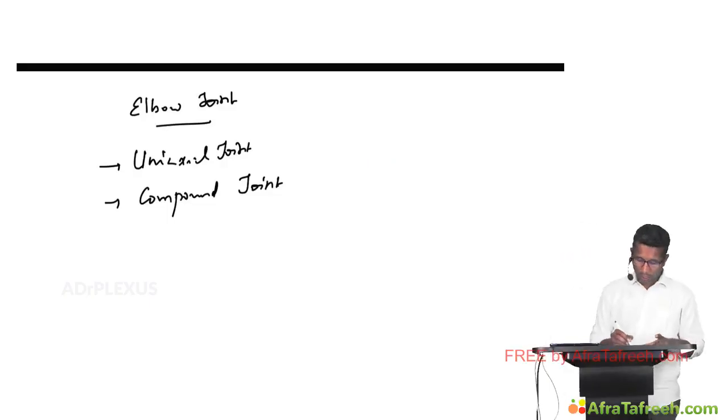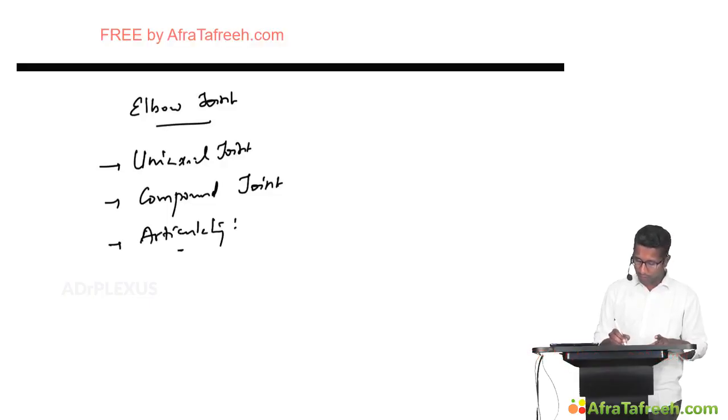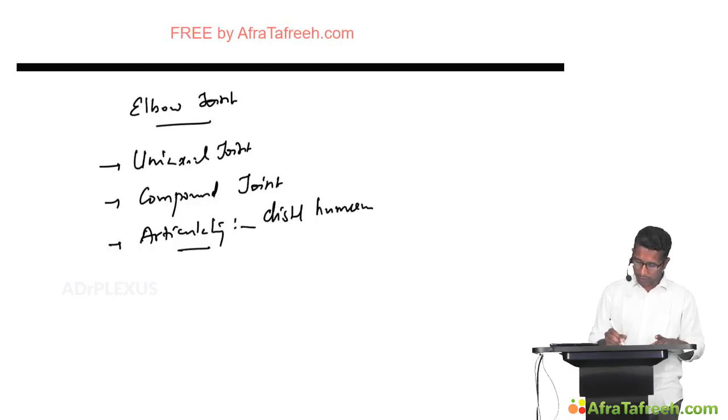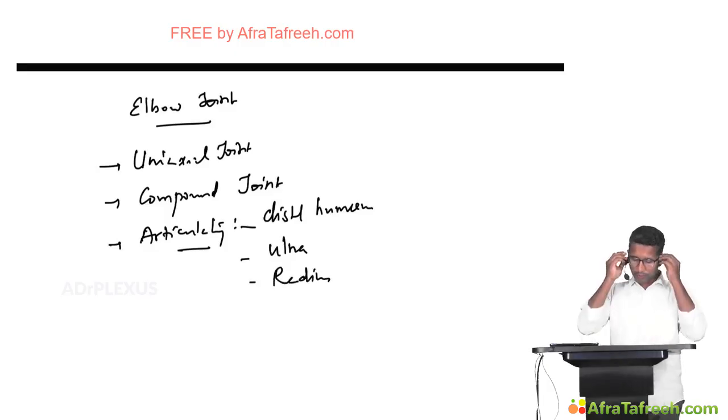And what are the bones that articulate in the elbow joint? Okay, so the articulating surfaces: one is the distal humerus. Next is the ulna, and next is the proximal radius. So these are the three bones which articulate with the elbow joint.